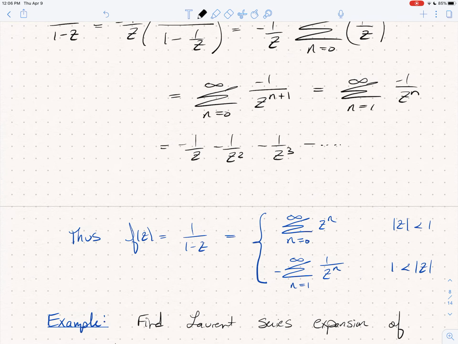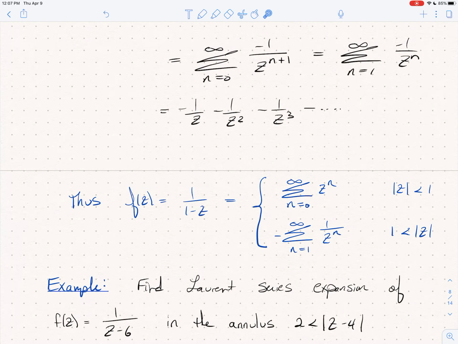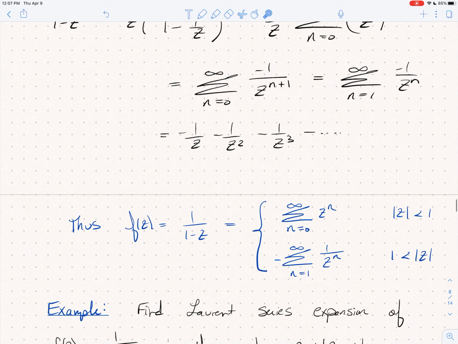So now let's realize that when I have f of z equals 1 over 1 minus z, if you're inside the open unit disk, then your Laurent series is just your Taylor series. It's just the sum n equals 0 to infinity of z to the n. If you're in this annulus, modulus of z bigger than 1, then that's what your Laurent series looks like.